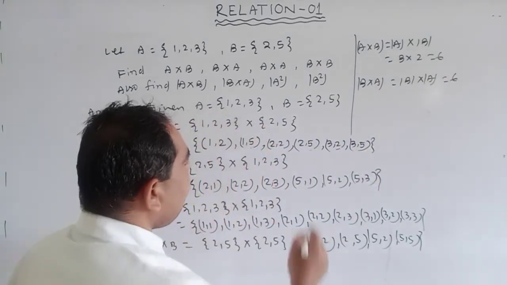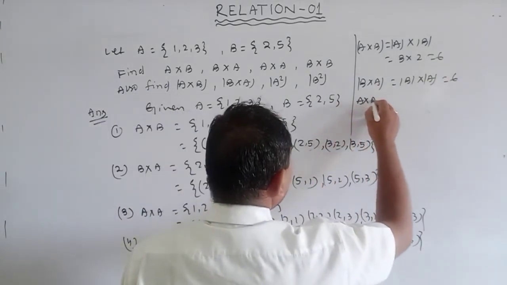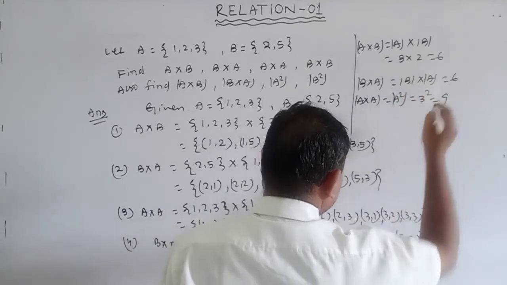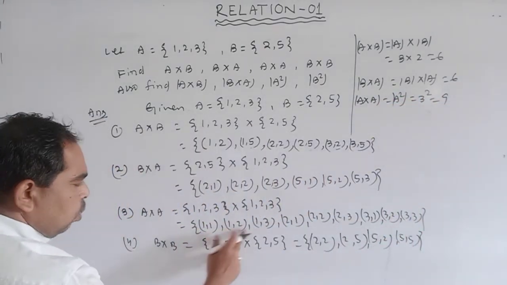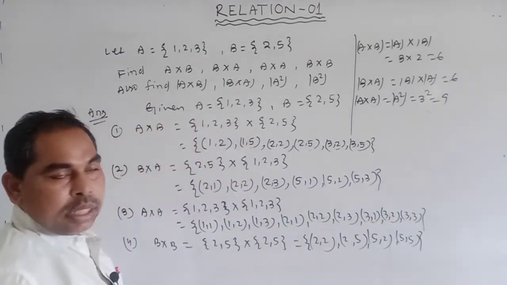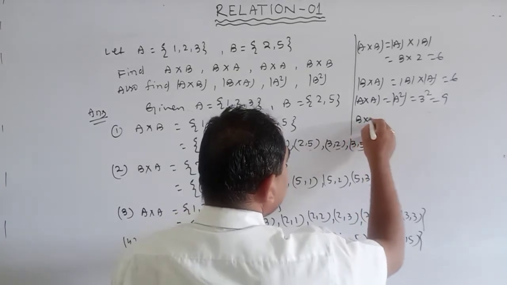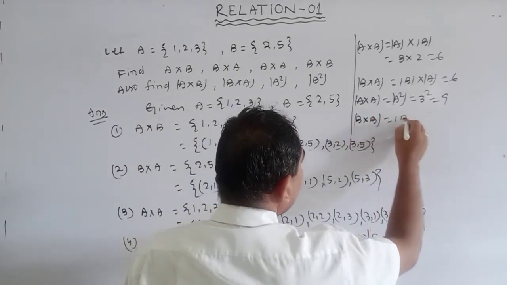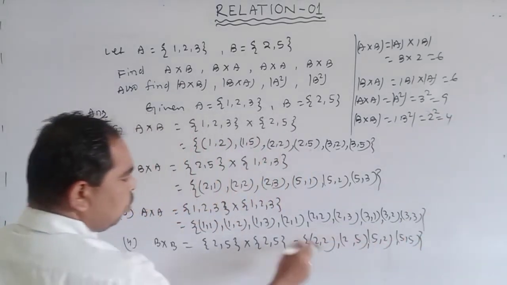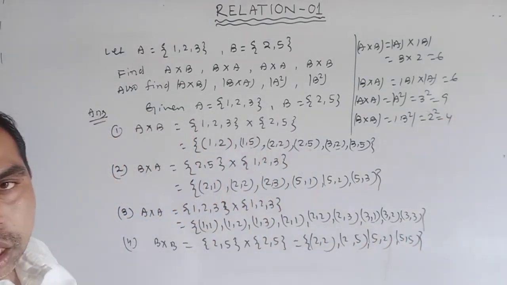Next, mode of A into A. Mode of A into A means mode of A square, which is equal to 3 square, that is 9. You see, 1, 2, 3, 4, 5, 6, 7, 8, 9 ordered pairs. Next, B into B means mode B square, which is equal to 2 square, that is 4. 1, 2, 3, 4, so 4 ordered pairs.